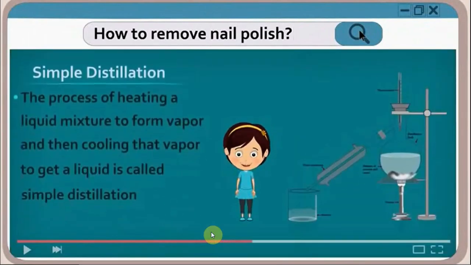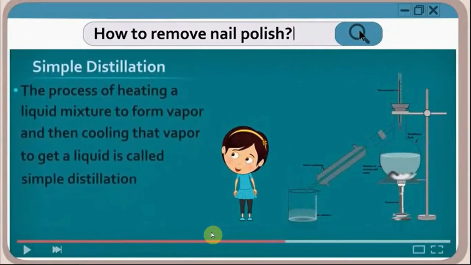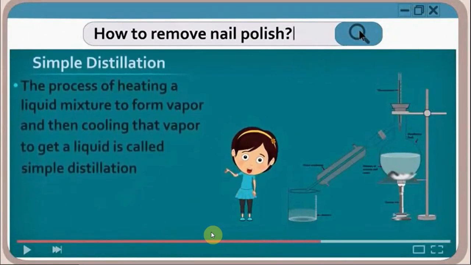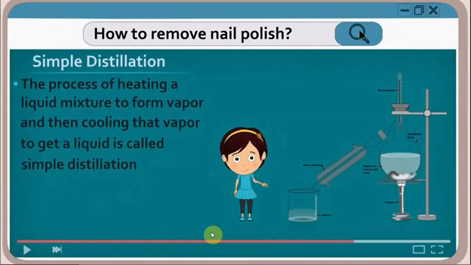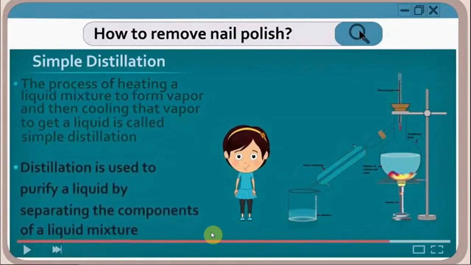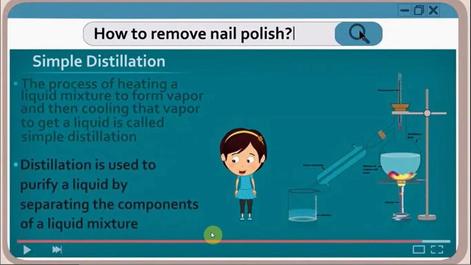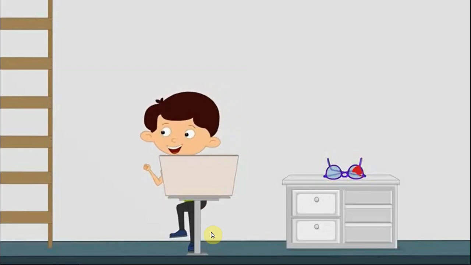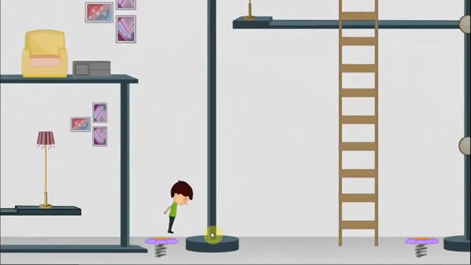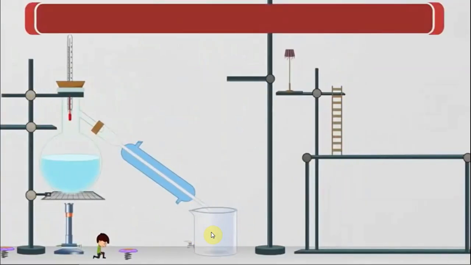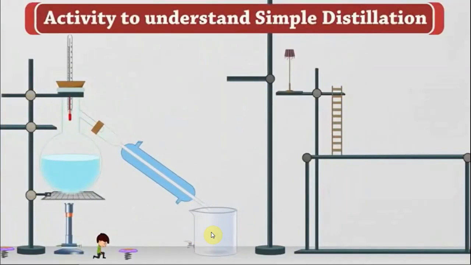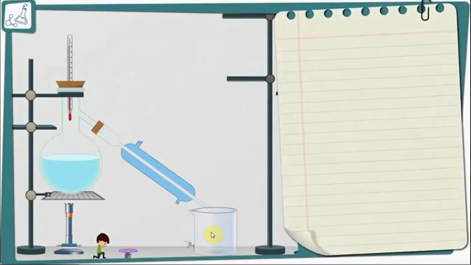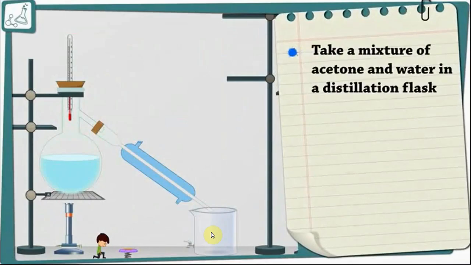The process of heating a liquid mixture to form vapor and then cooling that vapor to get the liquid is called simple distillation. Distillation is used to purify a liquid by separating the components of a liquid mixture. Let us perform an activity to understand simple distillation. Take a mixture of acetone and water in a distillation flask.